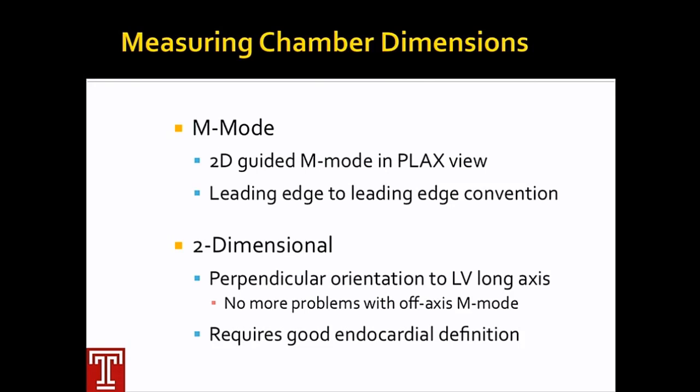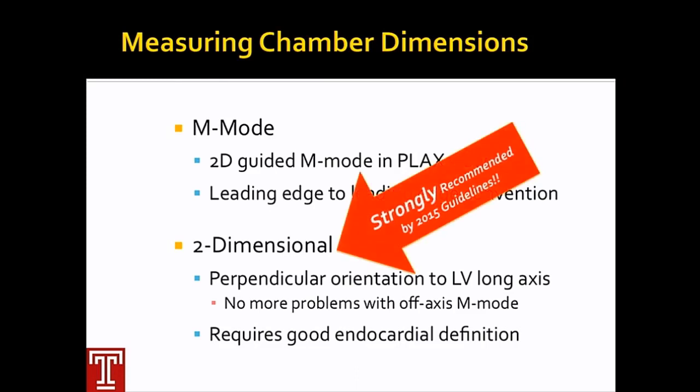Two-dimensional measurements do require a good endocardial definition. If you have a technically very limited parasternal long axis view, you can be led astray. So best not to measure it if there's any question about where the endocardial borders are. In terms of measuring, the latest guidelines from the ASE strongly recommend opting for two-dimensional imaging.